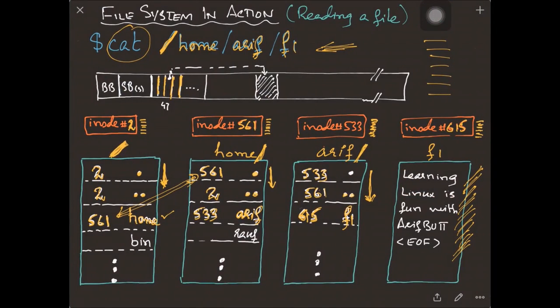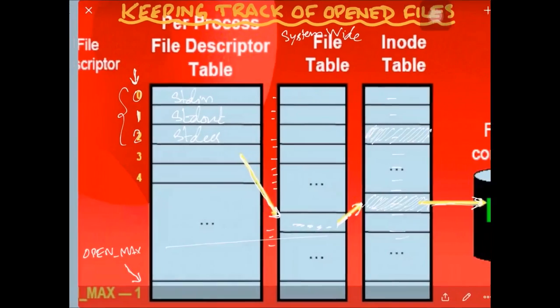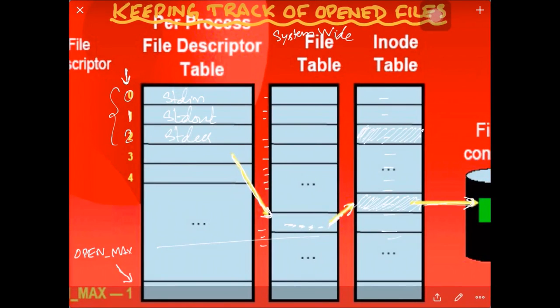And then we have seen how a process can carry out the reading of a file, how a process moves from one directory to the other, and finally it reaches the file and displays the contents of that file. And finally we have seen that we have the in-memory data structures available to us to keep track of the open files, and those are the per-process file descriptor table, the system-wide file table, and the inode table. And using these structures, UNIX very successfully manages the file system.